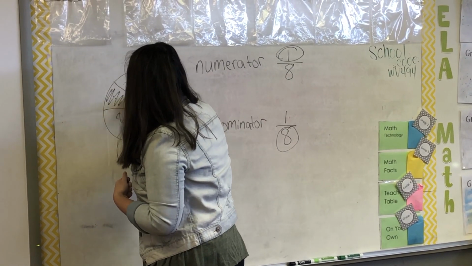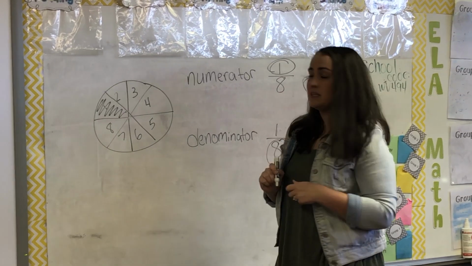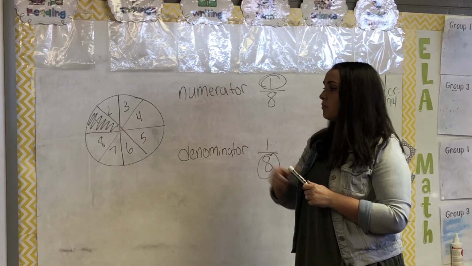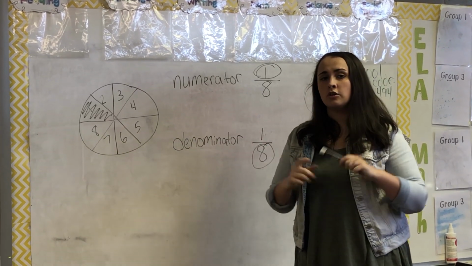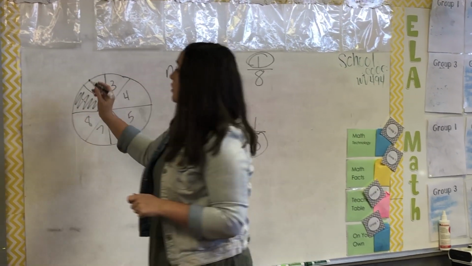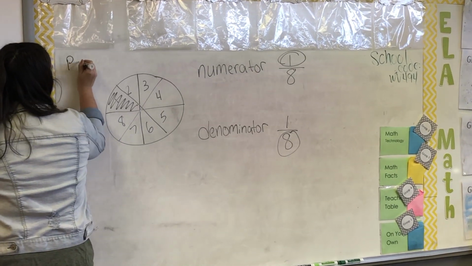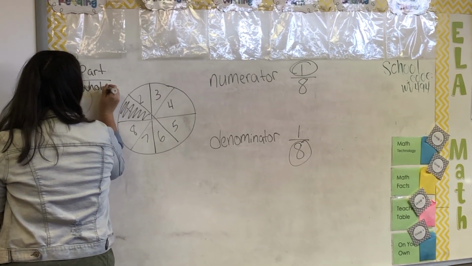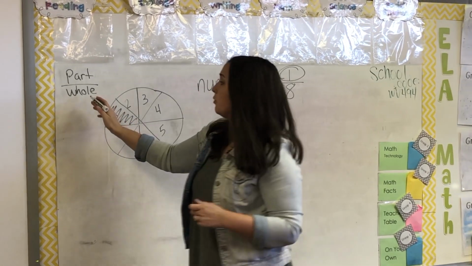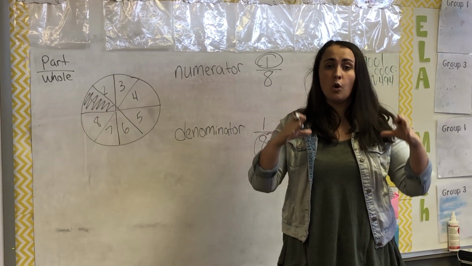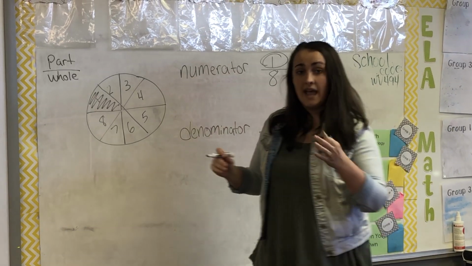This is one part of the pizza. You still have 7 pieces left. So we're going to talk about what part or what fraction of the pizza you ate. So a fraction is part over whole. So first off, guys, how many pieces of pizza were in your whole pizza? Okay, 8. Good job.